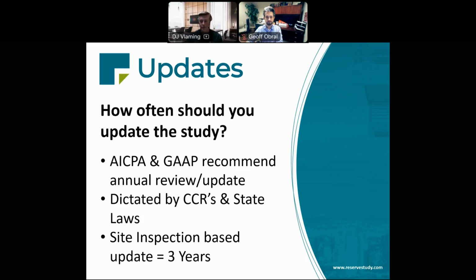Now, update timing for the reserve study may also be dictated by CC&Rs or governing documents and state laws. There are some states like California and Washington that do have laws requiring annual reserve study updates and disclosures. Now, CC&Rs will often require an update at least every 5 years. But honestly, that's just too infrequent. Too much information is lost. There's too much turnover. It's not good practice.